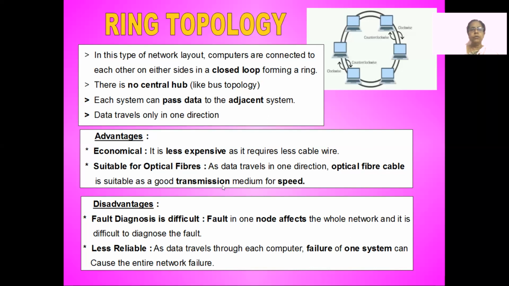So you understood what are the advantages. Less expensive and the best means of sending the data is through an optical fiber cable, which is very fast. Now, what is the fault for this? As usual, fault diagnosis is very difficult because each node is connected to each other. If one computer stops working, all of them will stop working, and it's less reliable because if one computer stops working, all will have a problem. Because one node is affected, the whole network will be at fault and stop working. Understood all the three topologies?